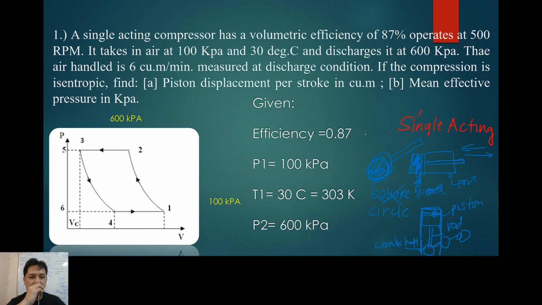The area of the circle is what? Pi d square over 4, no? So meron kang area, meron kang pressure ng refrigerant. So if you have a pressure at area, anong madedevelop? Anong makukuha mo? If you have pressure and area, what can you get? So we have the elementary definition for pressure is force over area. So when you cross multiply this, you will get force, no?